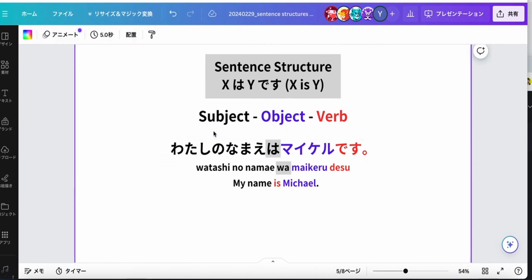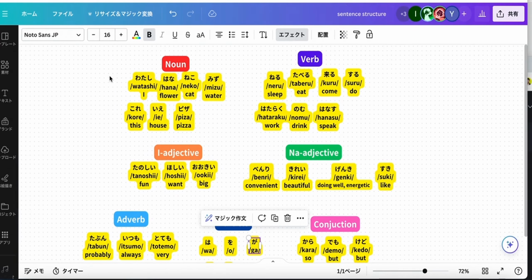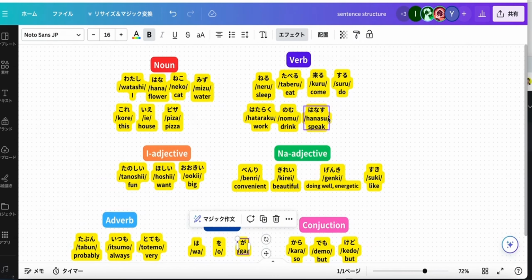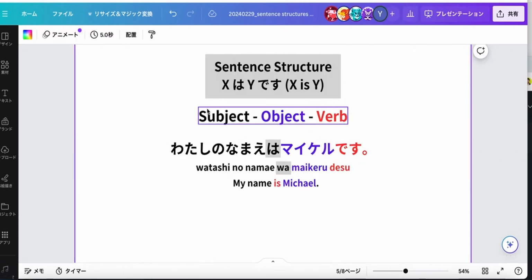So this is very simple. Subject, object, and desu. So what is desu? I didn't have desu in the whiteboard, but I think if I have to put desu in one of the categories, I would put it in verb. I know it's not a verb technically or grammatically, but we treat it like a verb. So it's like a be verb, is, or are, am.